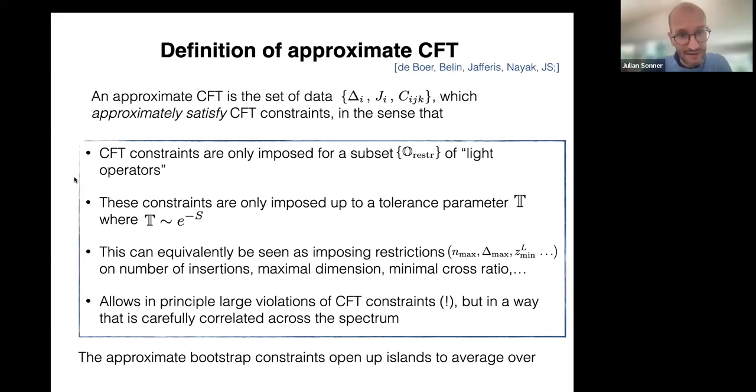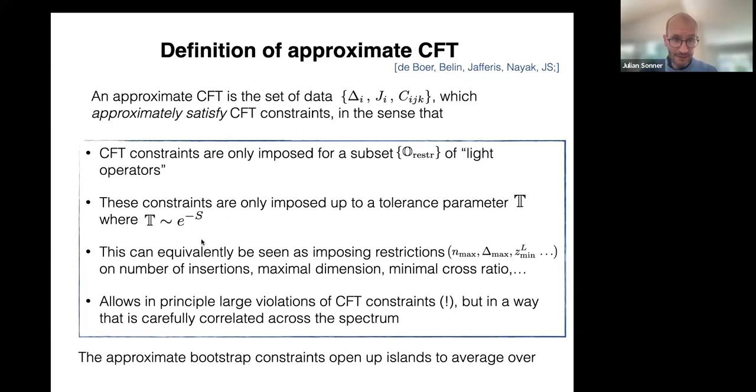Moreover, and this is maybe a little bit counterintuitive when you first see it, but these constraints, even on the restricted set of operators, are only imposed up to some tolerance parameter T. And I want you to think of T morally like e to the minus entropy. This will have to do in specific examples with entropic suppression, but in principle, you could just say it's some small parameter, which I take as part of the definition of this approximate CFT. But again, once we have semi-classical gravity in mind, it will be something like e to the minus entropy, so something like e to the minus N squared in N=4.